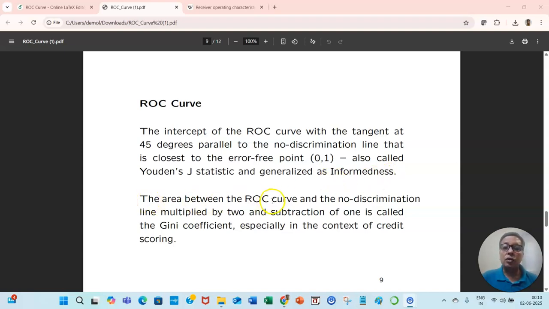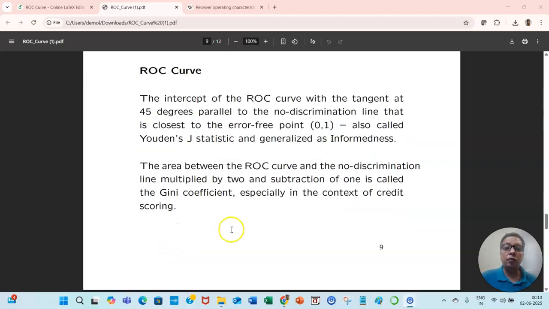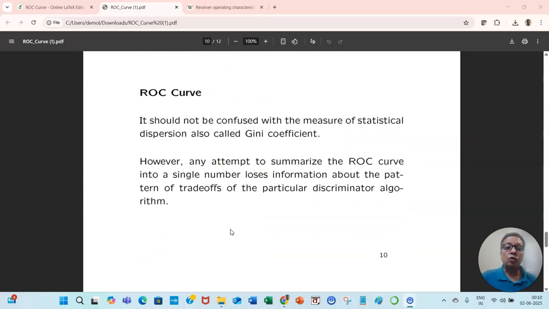The area between the ROC curve and the no-discrimination line, multiplied by 2 and with 1 subtracted, is called the Gini coefficient, especially in the context of credit scoring. In the context of credit scoring, we use the Gini coefficient. It should not be confused with the measure of statistical dispersion, also known as the Gini coefficient.